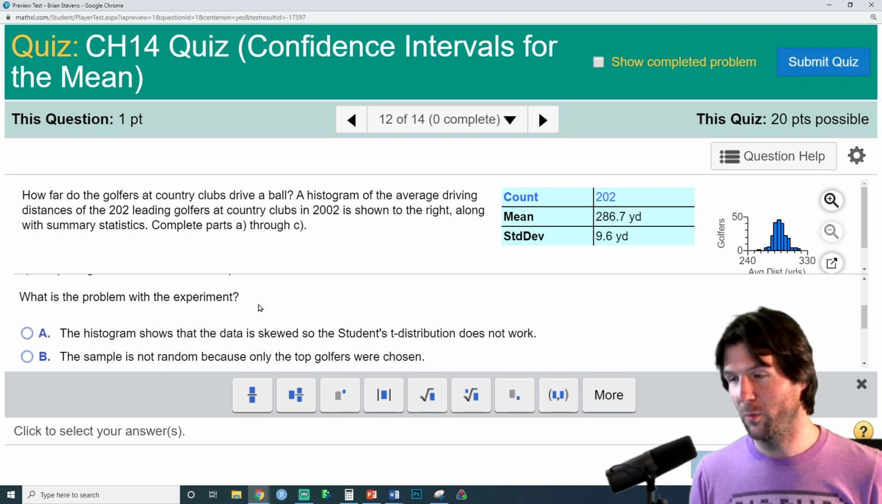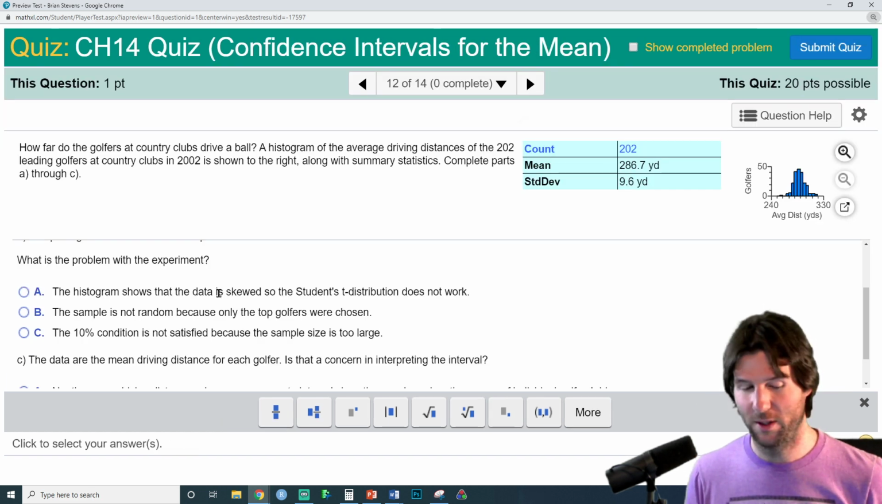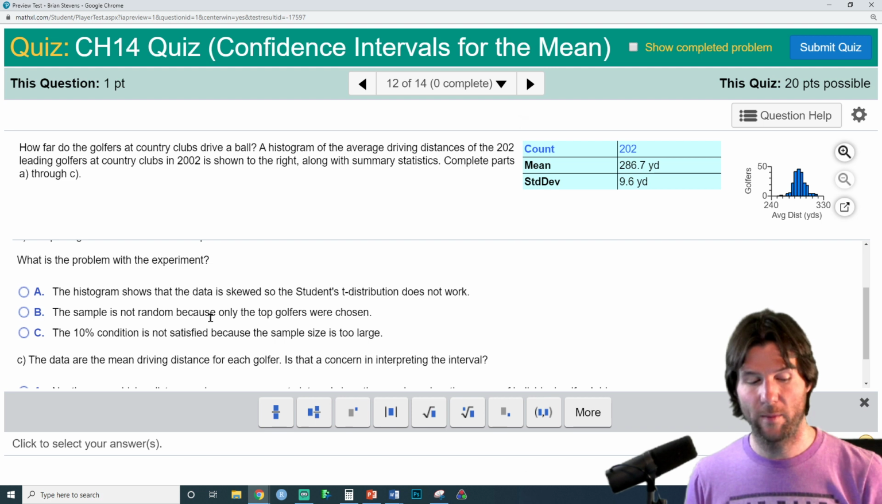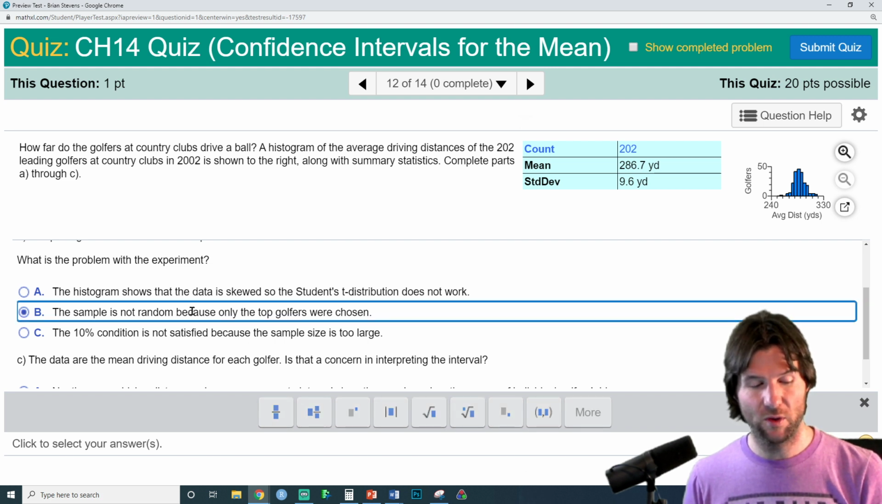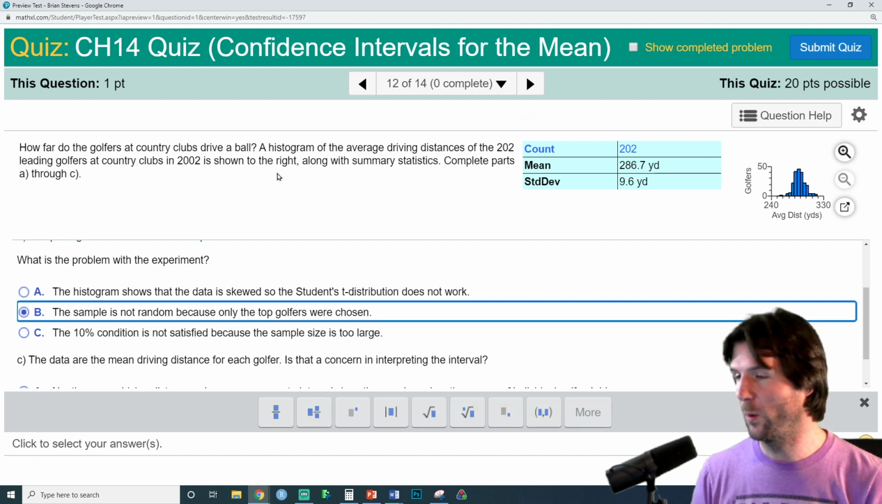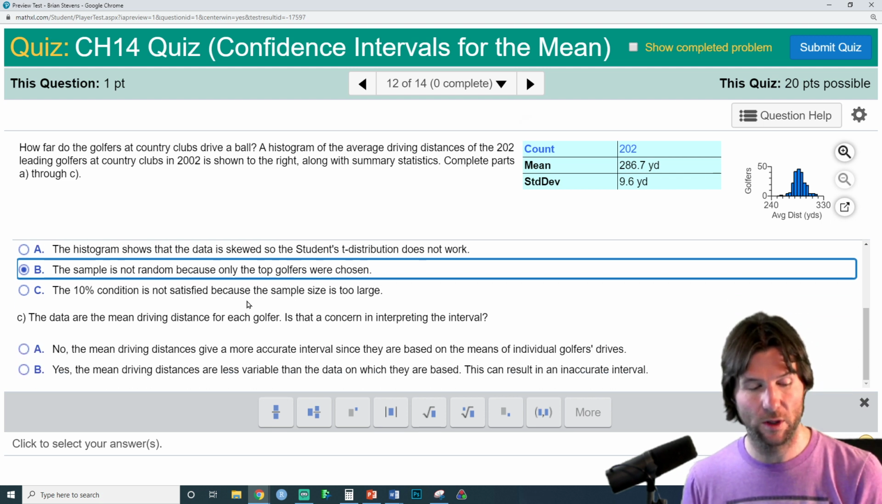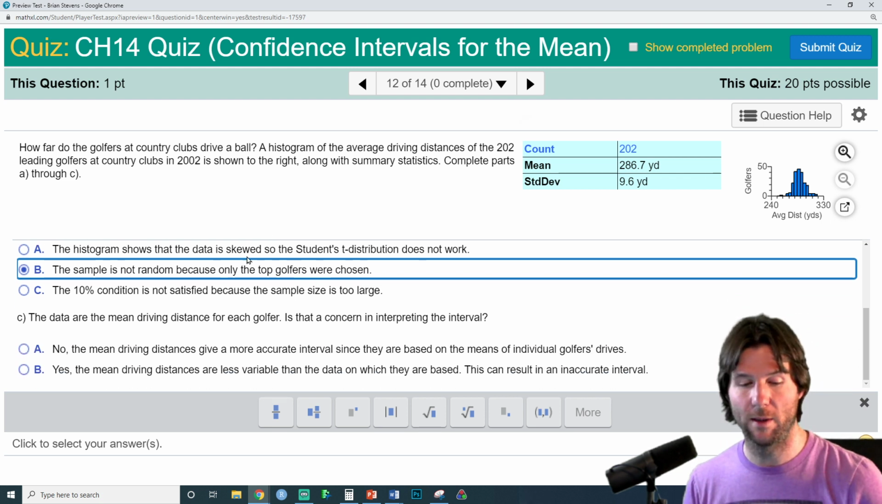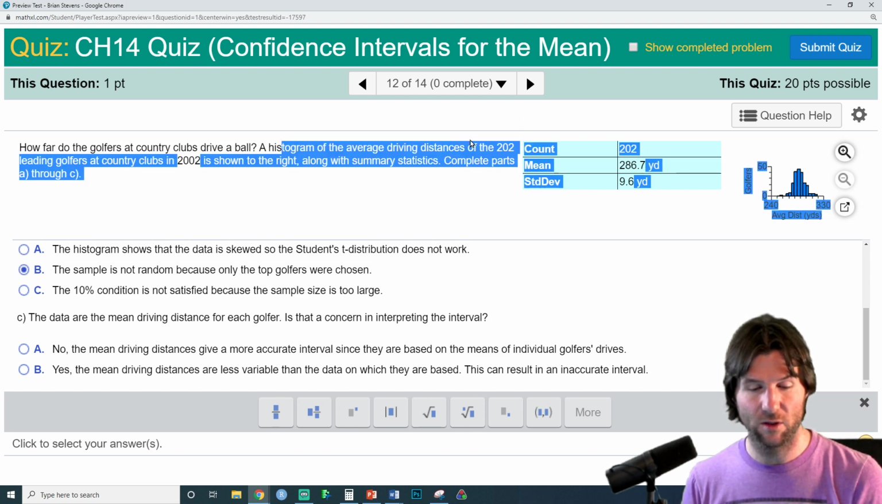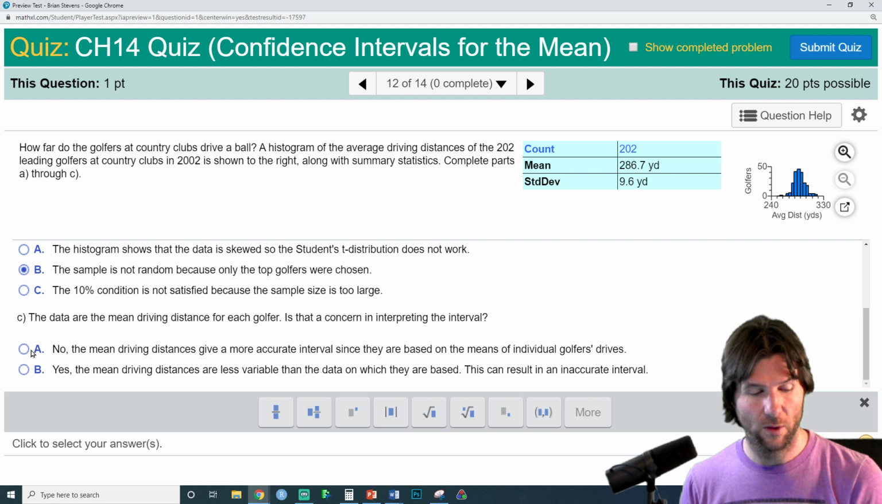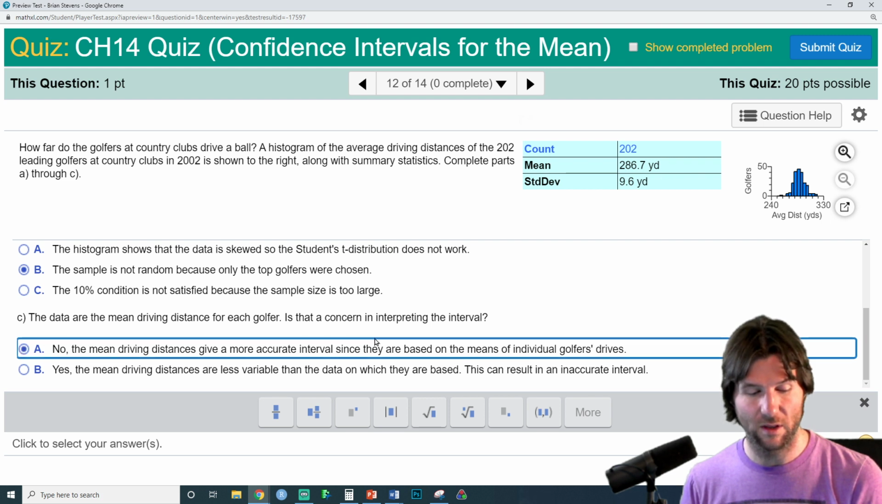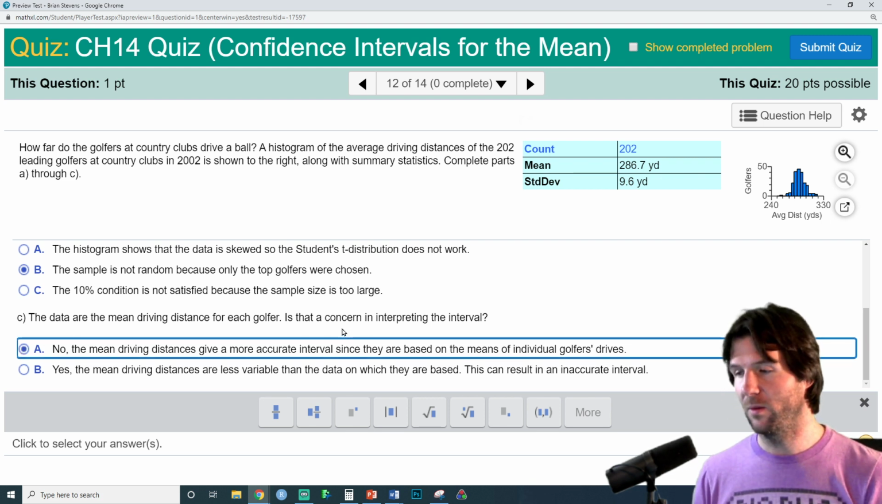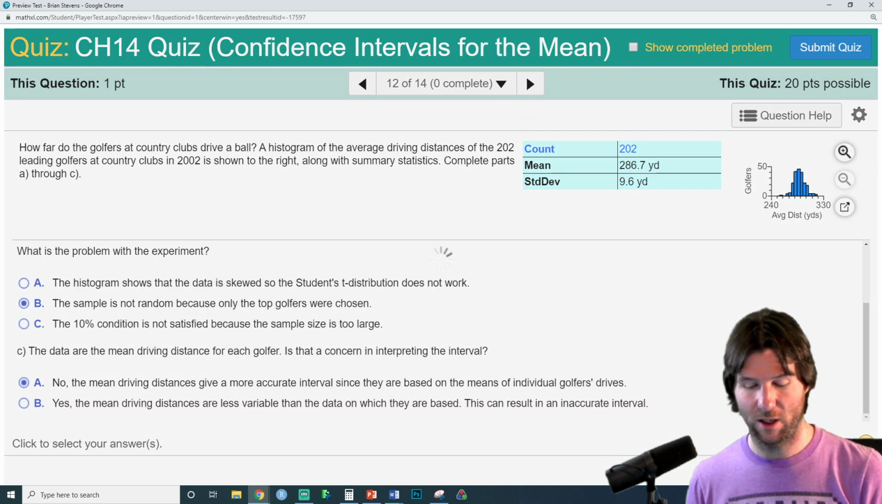Now here's where it gets a little bit tricky right here. Thank you, Connor, for putting it in chat. So what is the problem with this experiment? We're only choosing the top golfers, so that's not good. We want a random sample, and this does not pass randomization. And then also we're doing the mean of them. These are all means of top golfers. So we took the average driving distance of these golfers. We'll check all our answers.